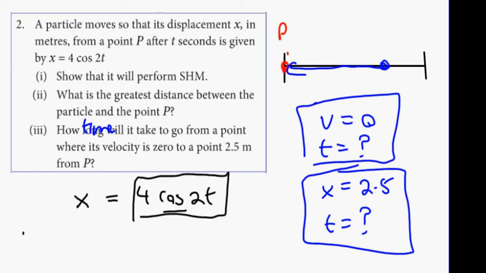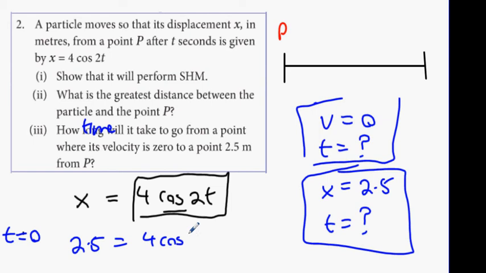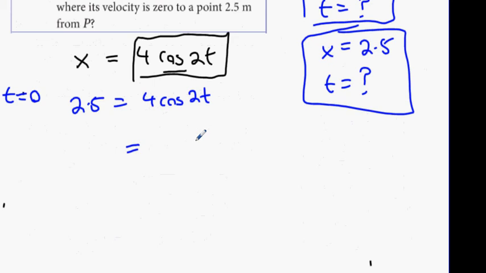So, let me reanalyze this. The clock starts, what we've already discussed, the clock starts at an extreme point, okay? In the graph where x equals 4 cos 2t, right? So this clock starts off at t equals 0 when you're at the extreme point. And now we're going to put in x equals 2.5. 2.5 equals 4 cos 2t. You're going to divide 2.5 by 4. And you're going to get cos 2t equals, what's 2.5 divided by 4? 5 over 8. Cos inverse 5 over 8.